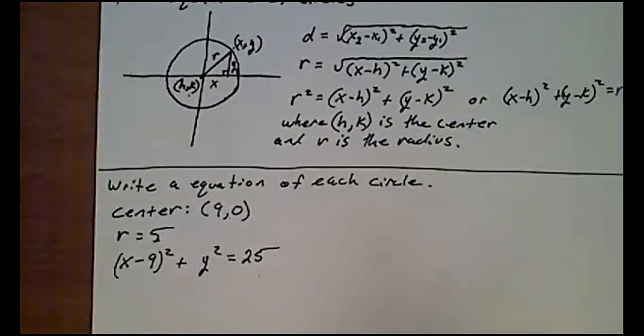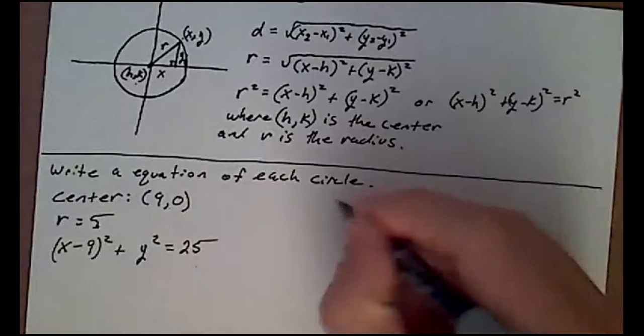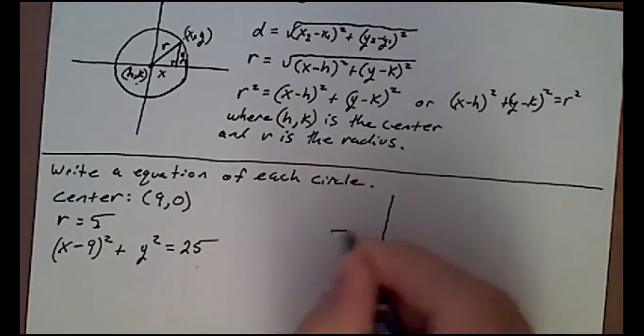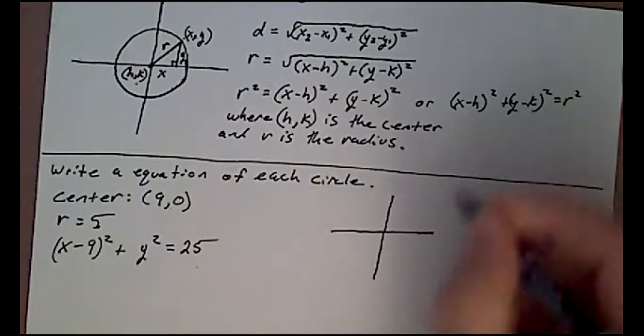Okay. Let's take a look at another one. Say that we had a circle, but it was in the coordinate plane.